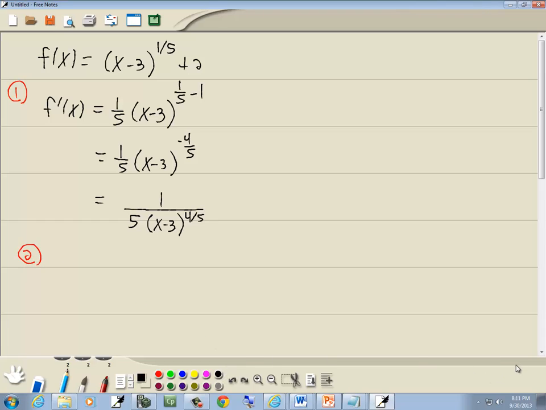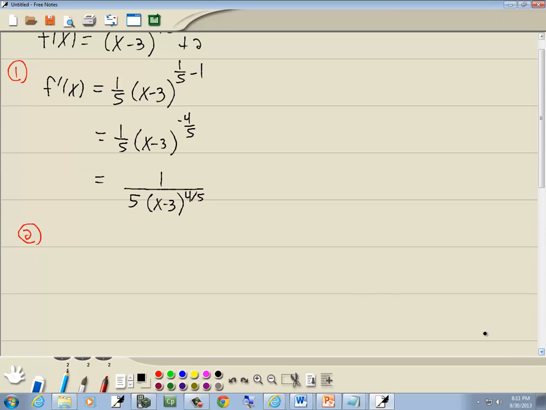Now step 2. We want to find the critical numbers. If you have a fraction, you set the top part equal to 0, and you set the bottom part equal to 0. I did that just to really emphasize what I just said. Set the top equal to 0, set the bottom equal to 0. But we know that 1 equals 0 doesn't do anything. There's no variable to solve for, so we can ignore that piece.